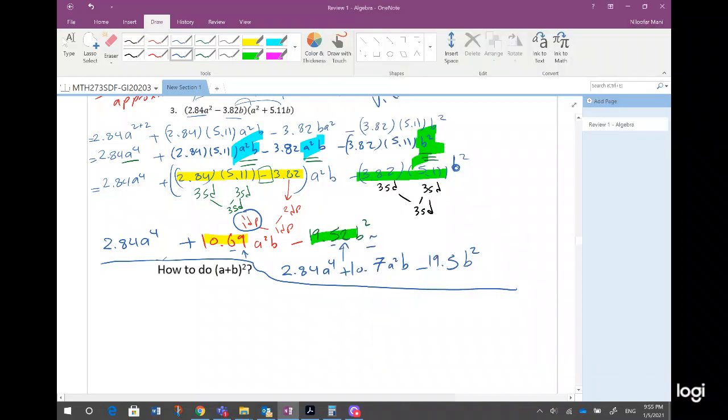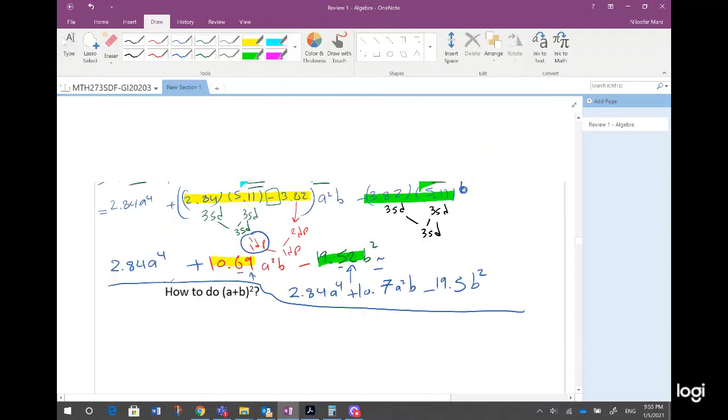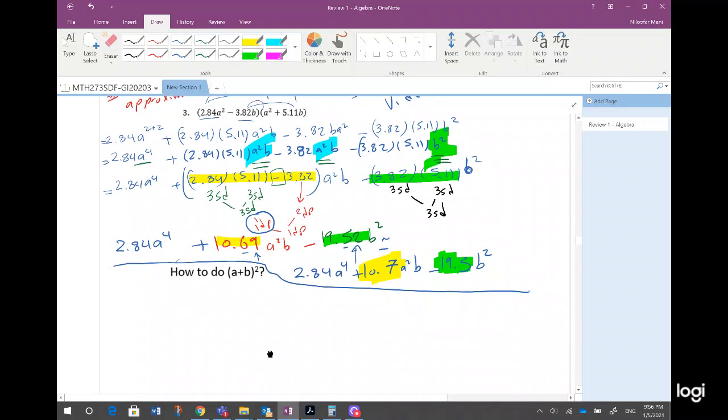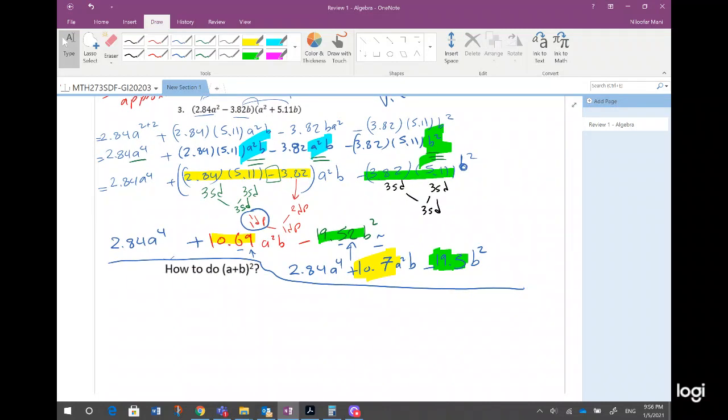Now I continue here. I talked about rounding 10.69 to 10.7, so I can show you here. And for the other one, the green one, it is just multiplication. So I just round to the least significant digit. 3 significant digits is the least one, so I round to this. And the first one, I didn't need to round because it was just one number, 2.84. And multiplied by a squared.